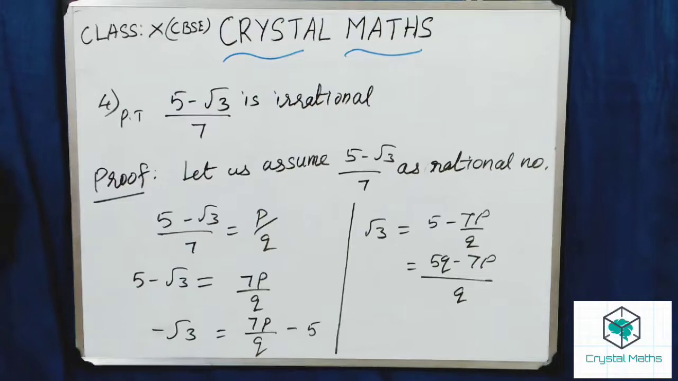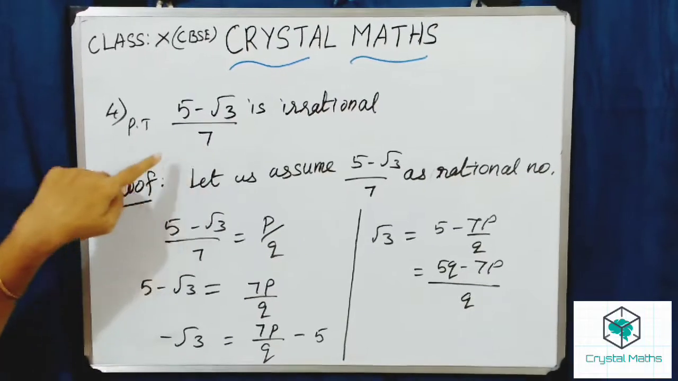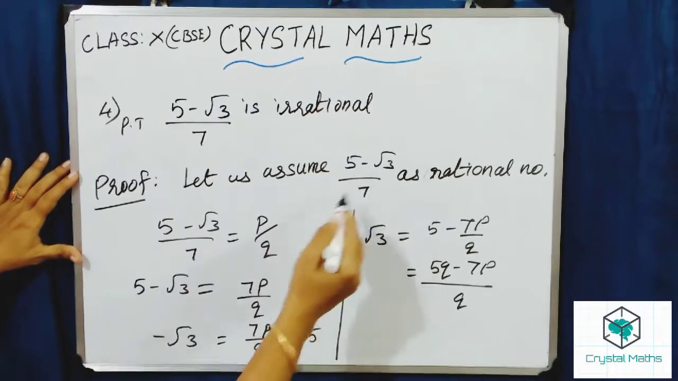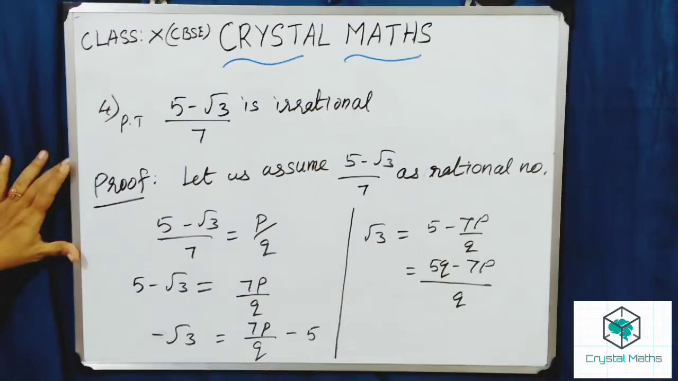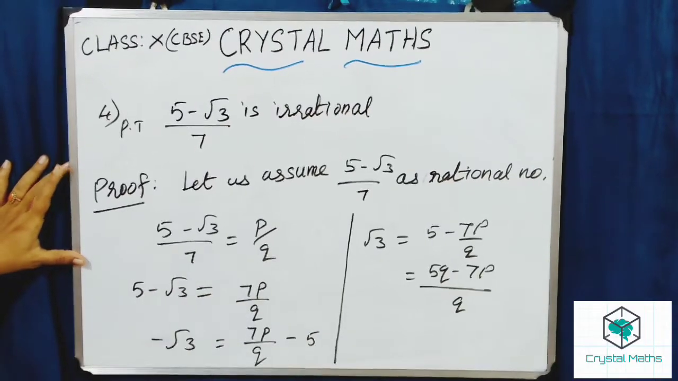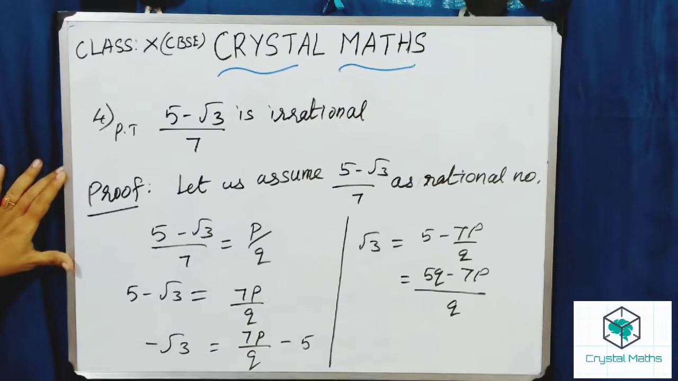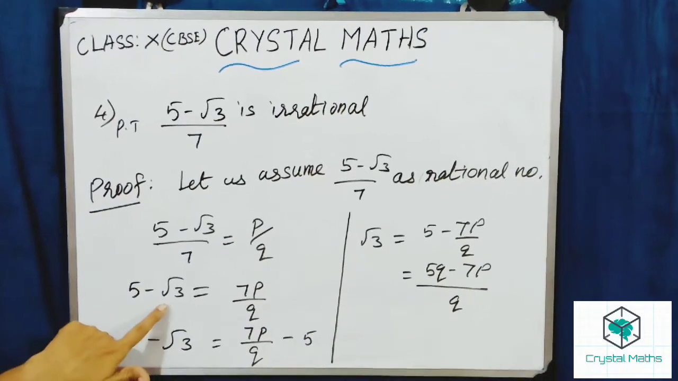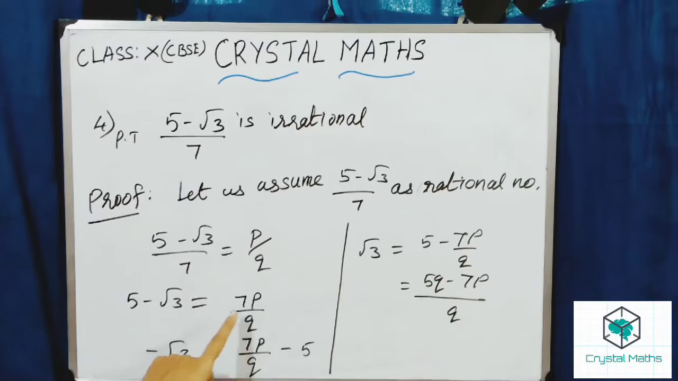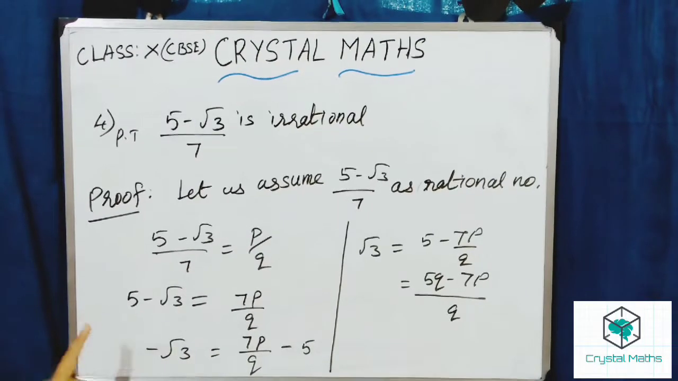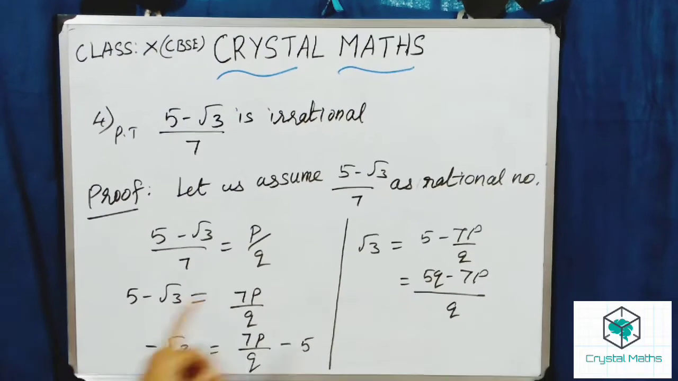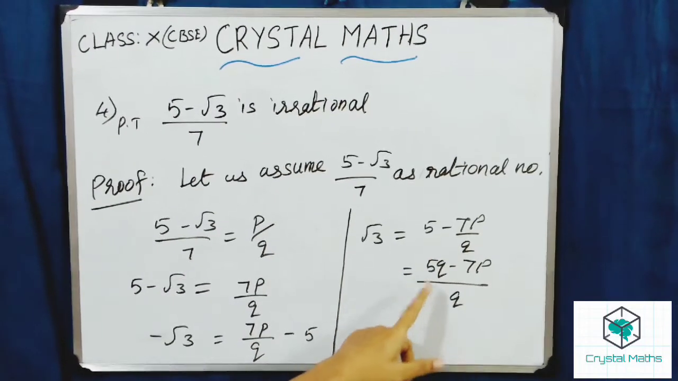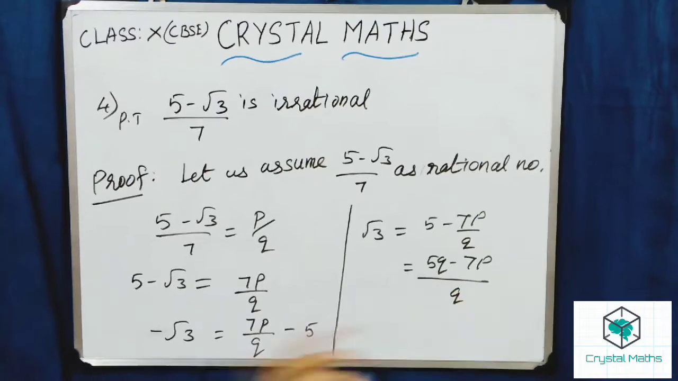Let us see another example. Prove that 5 minus root 3 by 7 is irrational. In the same way we are going to assume that 5 minus root 3 by 7 is a rational number. Rational in the sense we write p by q, where p and q are integers. So we take 7 to that side, giving 7p by q. After rearranging, we get root 3 equal to 5 minus 7p by q. Then finally we get 5q minus 7p by q.